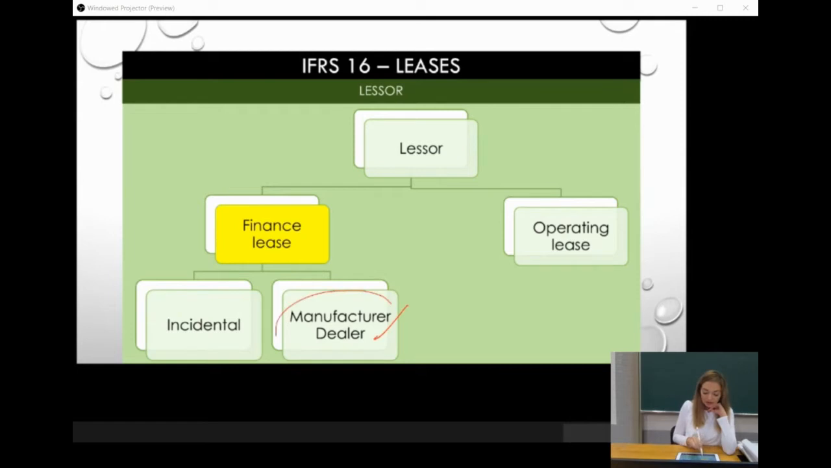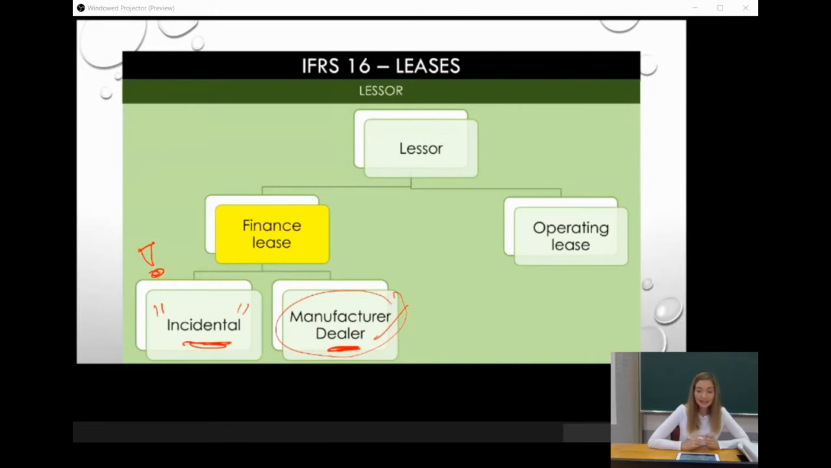So the standard talks about manufacturer or dealer, and then the standard just talks about non-manufacturer dealer lessors. So I decided to call that incidental lessor. That's mainly what I actually mean when I just say lessor. That's also what we will focus on. The manufacturer or dealer lessor in SAICA's syllabus is on a lower level than the normal incidental lessor. So when I say lessor for a finance lease, this is what I'm talking about, unless I say specifically it's a manufacturer or dealer lessor. But we'll get to manufacturer or dealer lessors later.